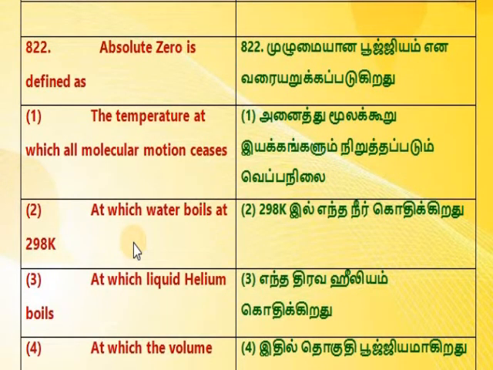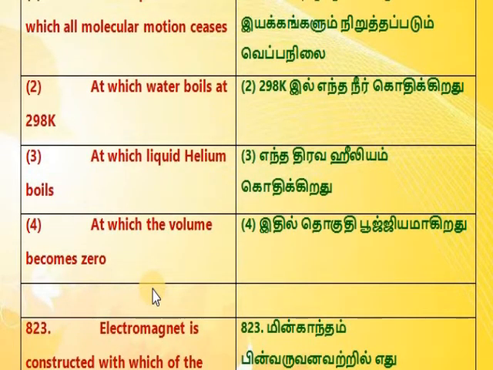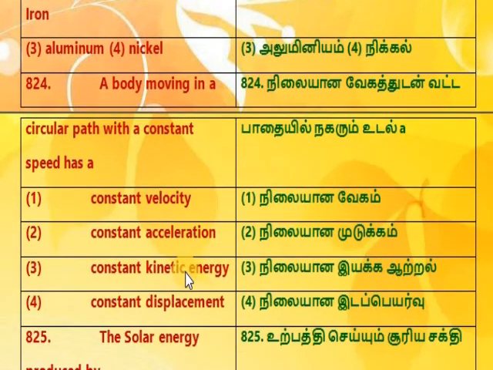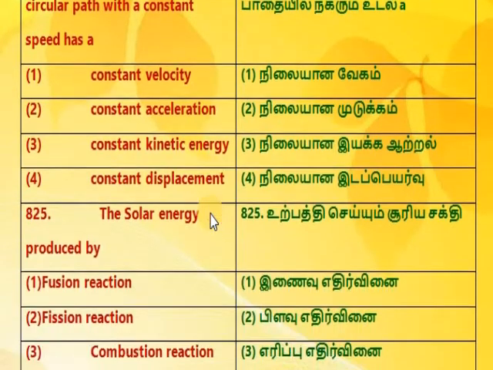822. Absolute zero is defined as 1. The temperature at which all molecular motion ceases, 2. At which water boils at 298 K, 3. At which liquid helium boils, 4. At which the volume becomes zero. 823. Electromagnet is constructed with which of the following? 1. Steel, 2. Soft iron, 3. Aluminum, 4. Nickel. 824. A body moving in a circular path with a constant speed has a 1. Constant velocity, 2. Constant acceleration, 3. Constant kinetic energy, 4. Constant displacement.